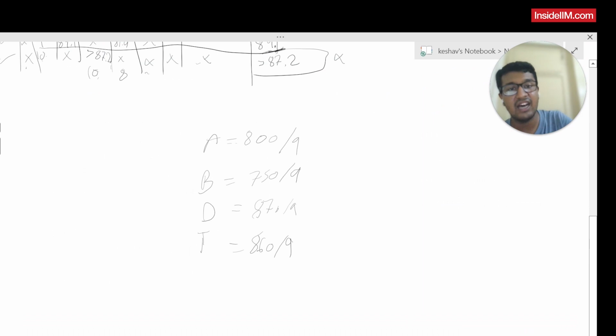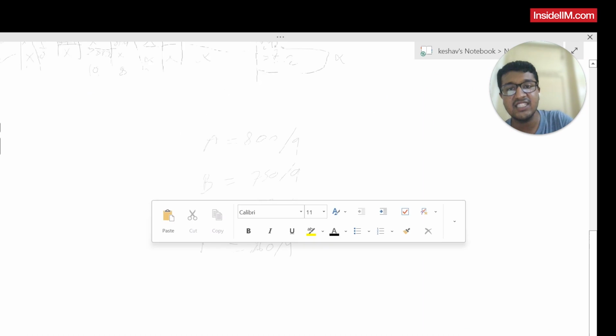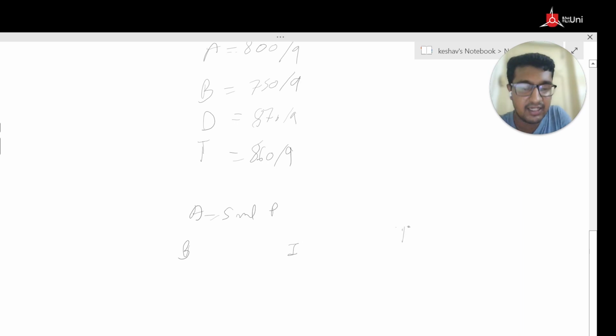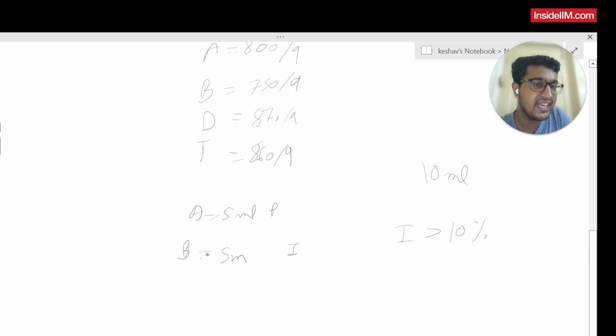So, for the test to say that it was impure, I know bottle A contains 5 ml of P. Bottle B, I'm not sure how much I is there, but the test says it must be impure, and impure is when there is more than 10% of impurity. As I can see, there's 10 ml of liquid in total, 5 ml of this, 5 ml of B. So there's 10 ml of impurity.